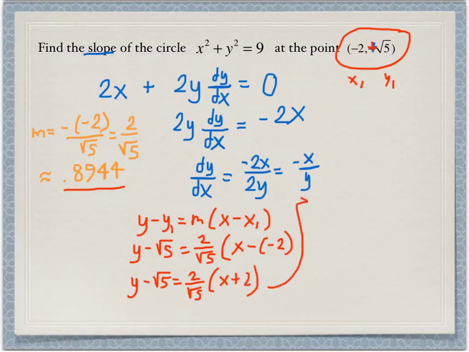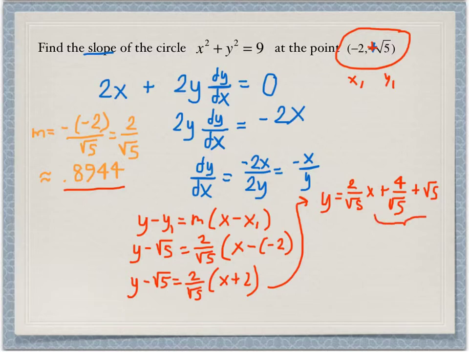So then I'm going to go up here where I have a little bit more room. Now if I solve this for y, as I usually would do, I would get y equals 2 over the square root of 5 times x plus 4 over the square root of 5. That's distributing my slope there. And then I'm going to end up with also plus square root of 5 when I solve that for y.